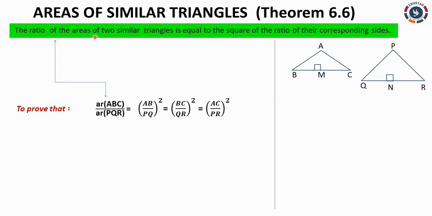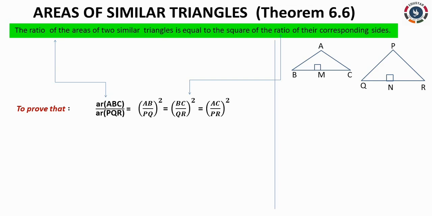Ratio of the areas of two similar triangles: area of triangle ABC divided by area of triangle PQR. And the second arrow mark shows that the right hand side is equal to the square of the ratio of their corresponding sides. Corresponding sides of what? Similar triangles. So what are the corresponding sides here in these two triangles? AB, PQ, BC, QR, AC, PR. That is the thing we have here. So can you understand this statement and the equation we want to prove?